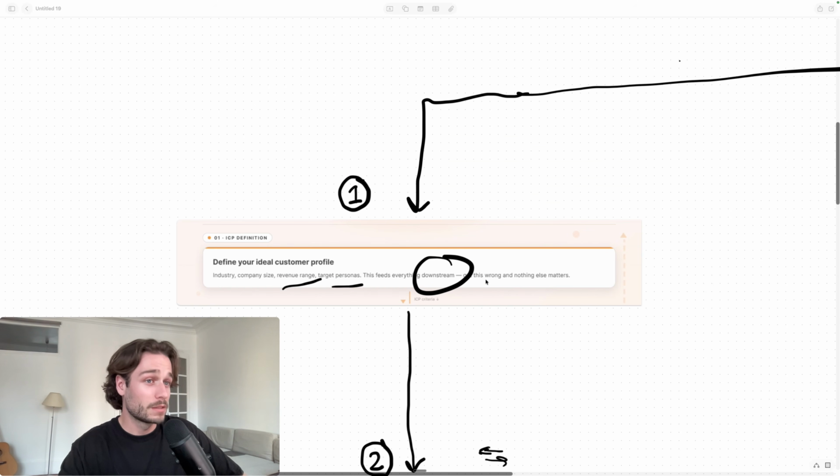Let's go. Step 1. This is probably the most key part of this entire thing. It underlies everything that we do moving forward. It determines your go-to-market. It determines how we move forward. And this is your ICP definitions, your ideal client profile. So this is the matching criteria that you're looking for in a customer or a client. So this could be things from industry, company size, revenue range, target personas.